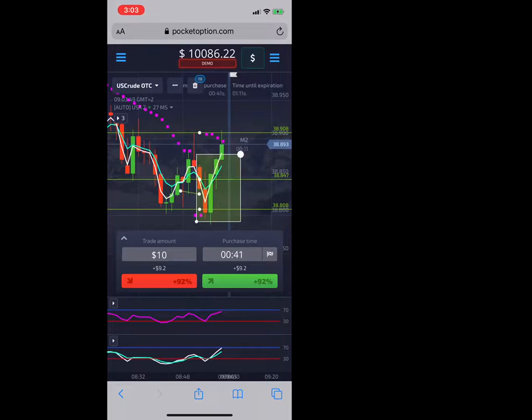So as you can see on this 2 minute time frame, it literally wicked the double parabolic, and you would have won this trade because you're only in it for 30 seconds anyway. So you would have won.